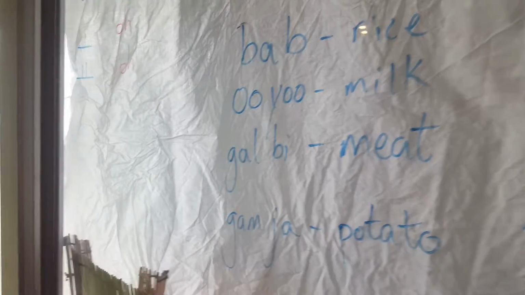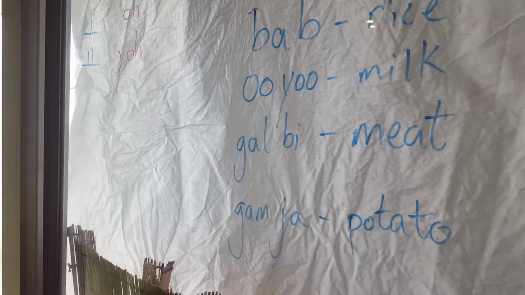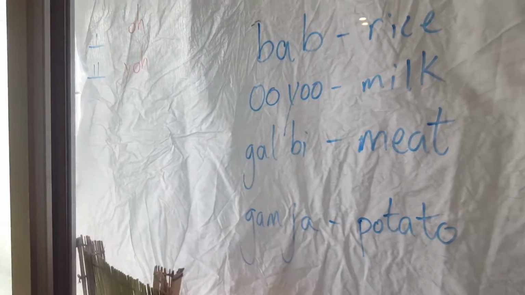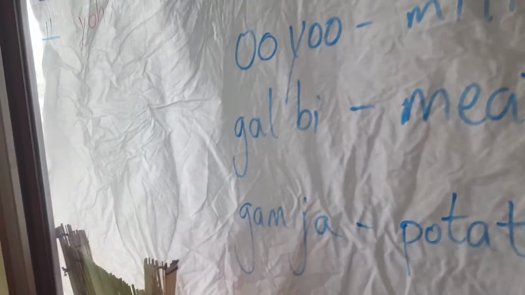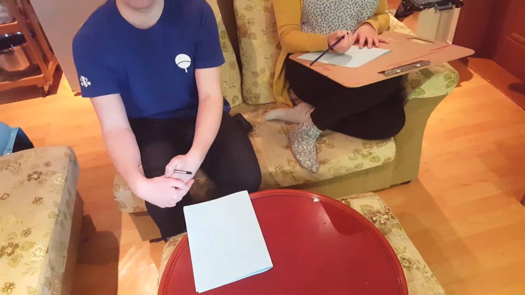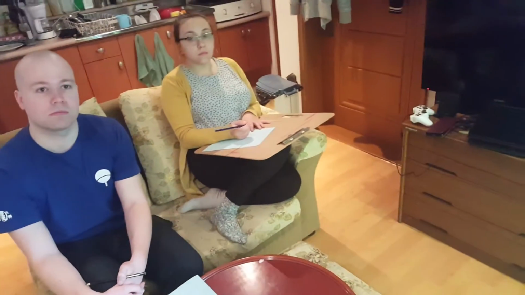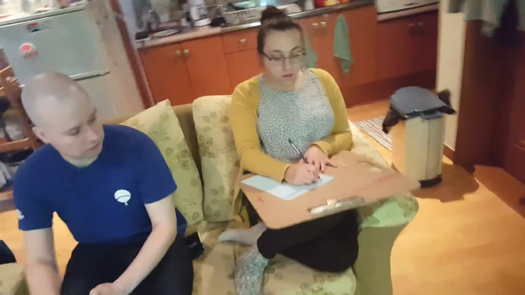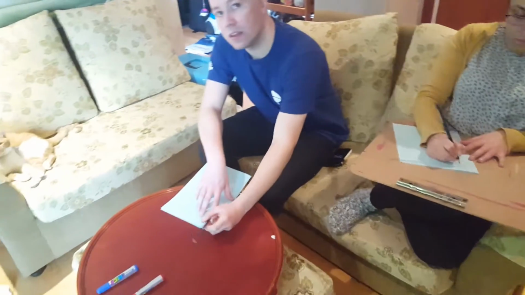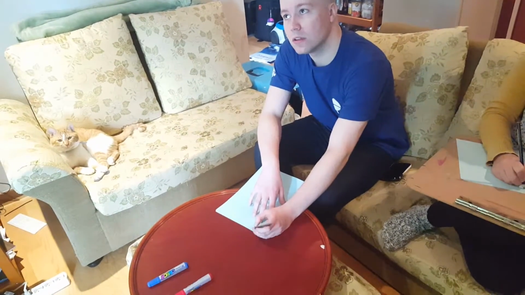Right, so now I have written some Korean words on the board. We have bap for rice, uyu, milk, galbi, meat, gamja, potato. So what I want you to do now is take some time to yourselves and try to write these words in Korean. Okay. The Korean's on the left and the English is on the right. So why don't you guys give that a try? Okay. So just write them in Hangul. Yes, in Korean.